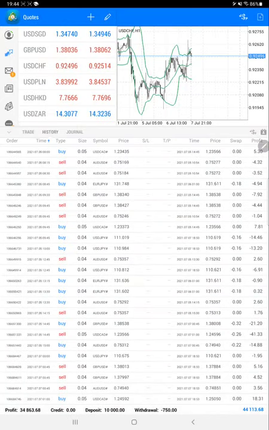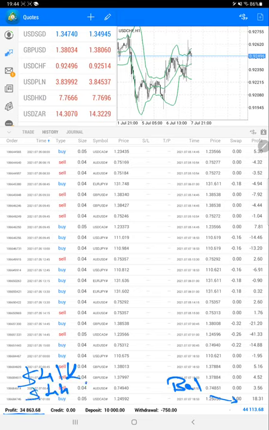So here we have a total profit, $34,863. From the previous update it has increased, and this is the total balance. Last update was 41k, and the current update is 44k. So almost we can say $3,000 balance has increased.